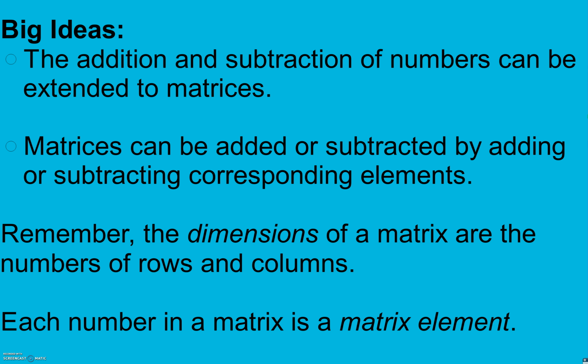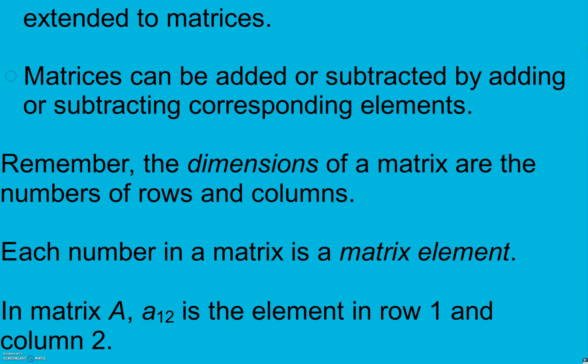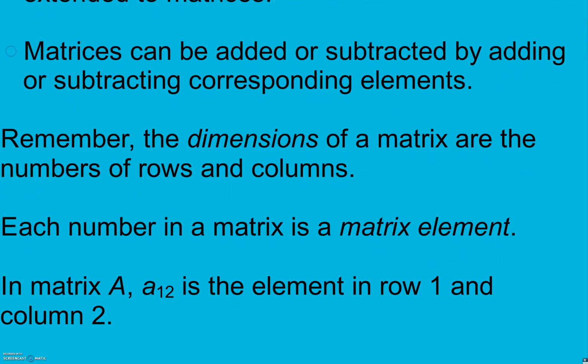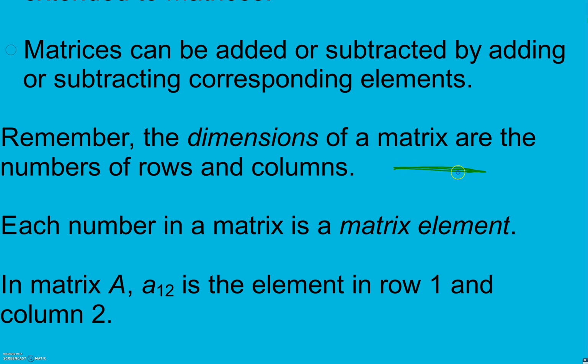So if we remember from earlier this year when we talked about matrices, the dimensions of a matrix are the number of rows and columns. Rows go this way, columns go this way. Each number in a matrix is a matrix element. In matrix A, sub 1, 2 is the element of row 1 and column 2. So if I have this matrix, 1, 2 is going to be row 1, column 2. It'll be 4.